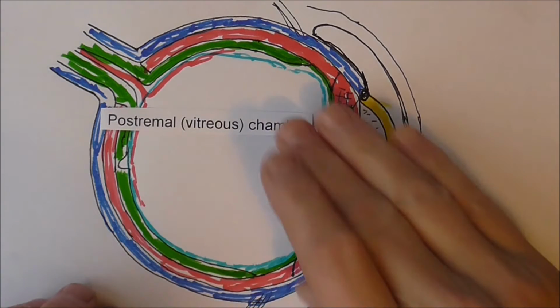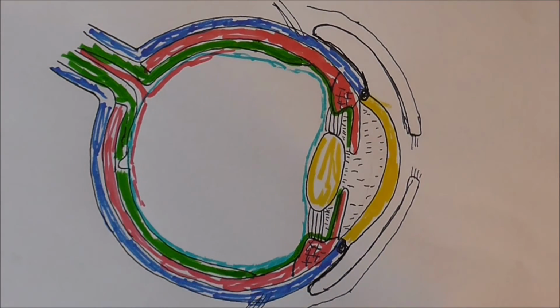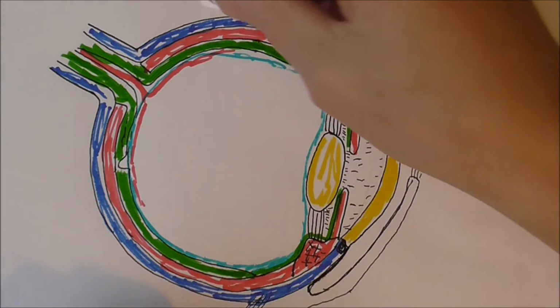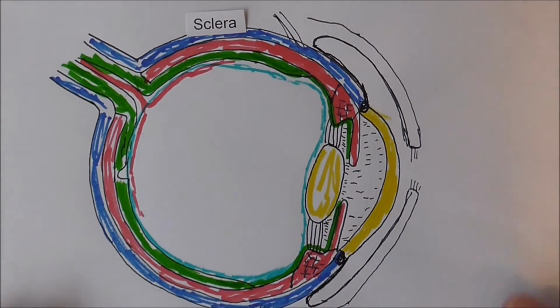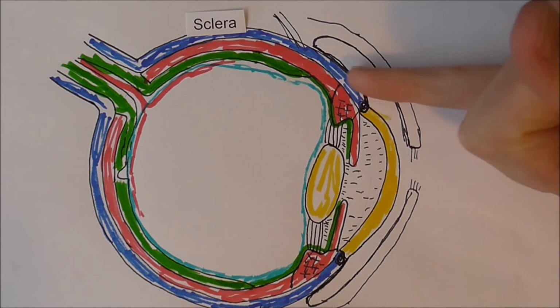Now we know that the outer layer is the sclera, in blue, the fibrous layer. This is an opaque layer, it's dense connective tissue, so it's very tough material. And the white of the eye is seen through the front conjunctival covering of the sclera. So just there we have the white of the eye.